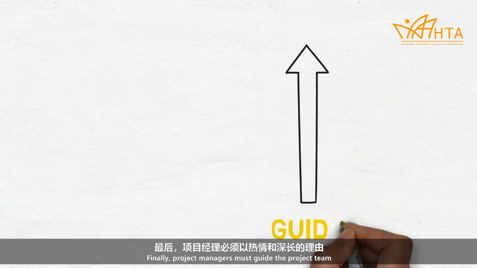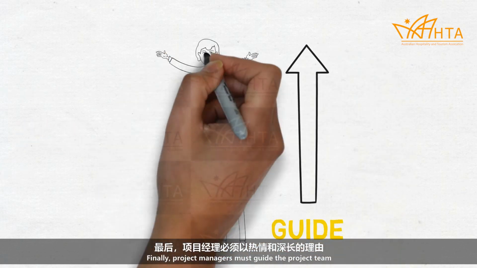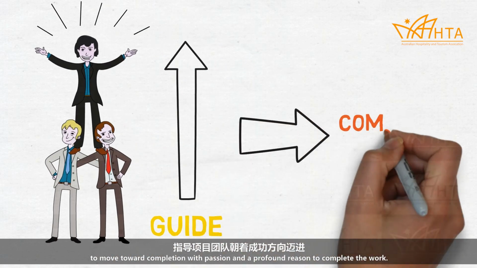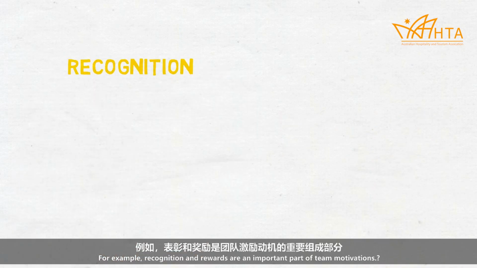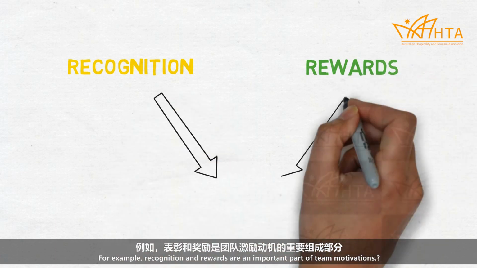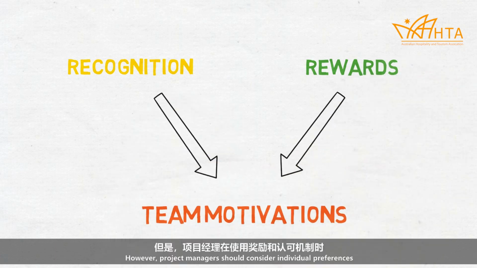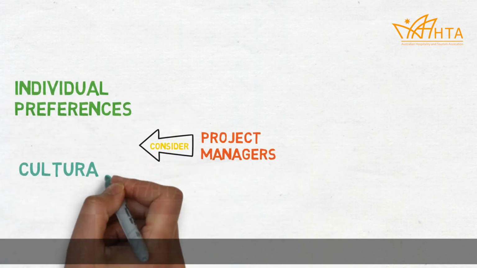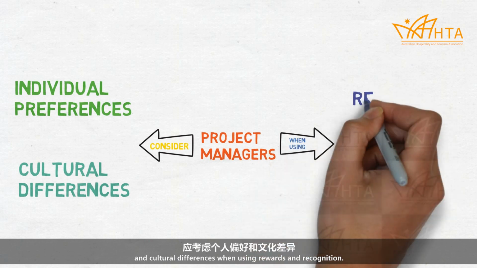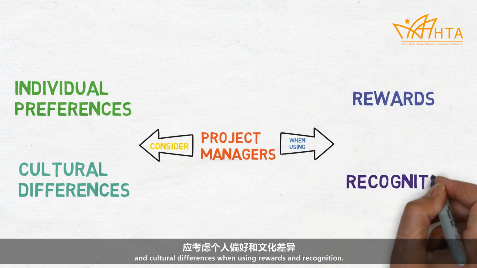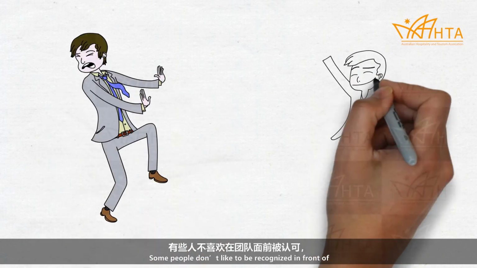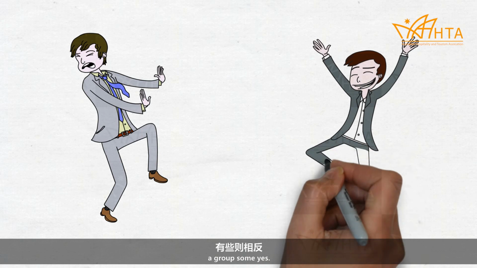And finally, project managers must guide the project team to move towards completion with passion and provide reasons to complete the work. For example, recognition and rewards are an important part of team motivation. However, project managers should consider individual preference and cultural differences when using rewards and recognition. This is because some people don't like to be recognized in front of a group, but some do.